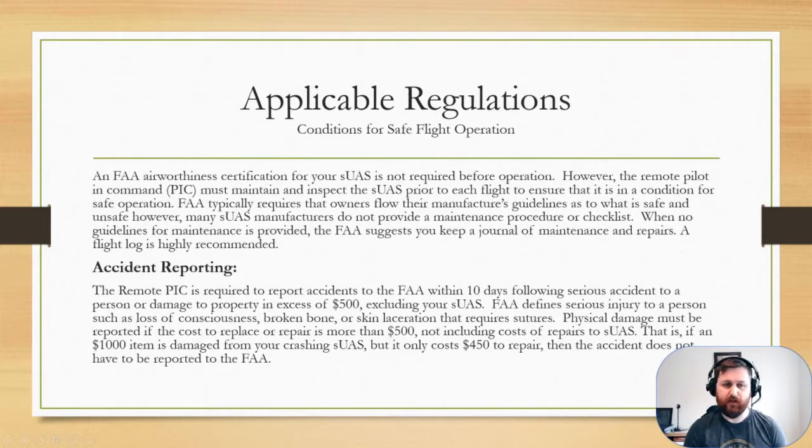Physical damage is going to be reported. So if I crash my sUAS into, say, a window and it breaks the window, as long as the cost to repair that item is no more than $500, not including the cost to repair the sUAS, I don't have to report it. So for instance, if I damage an item that's worth $1,000, but the cost to repair is only $450, then it's okay. It doesn't have to be reported. But if the cost to repair is more than $500, you have to report it to the FAA within 10 days.